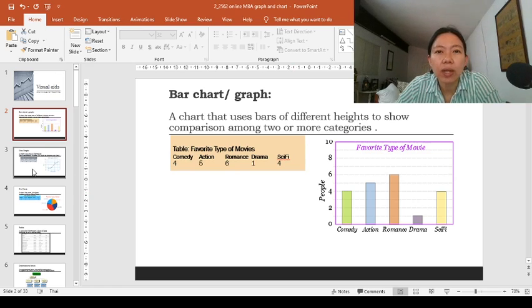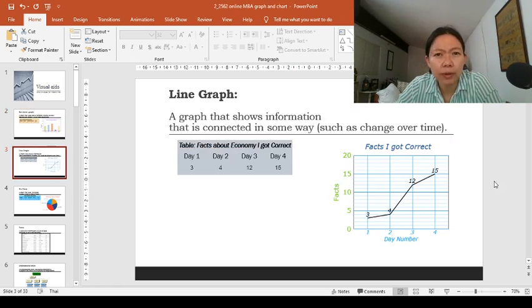Next, we're going to look at line graphs. A line graph is a graph that shows information that is connected in some way, such as change over time. So here, I would like to know more about economy. So I read the book about economics every day and I test myself regarding facts about economy.